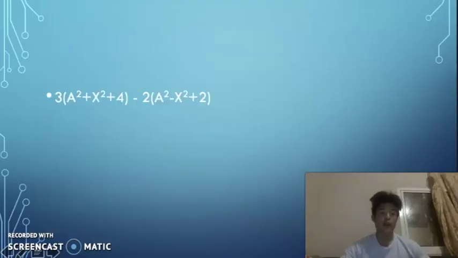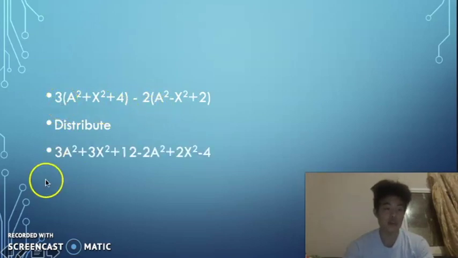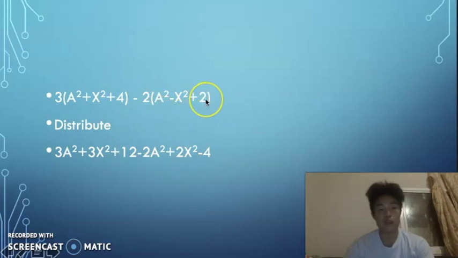Alright, so for this problem, what we want to do is first distribute the 3 and the -2. So we want to first distribute the 3 to the a squared, which will give us 3a squared, 3 multiplied by x squared, which would give us 3x squared, and 3 multiplied by 4, which gives us 12. For this section, we want to make sure we are distributing -2, not just 2. So we want to do -2 multiplied by a squared, which gives us -2a squared, -2 multiplied by -x squared, which will give us +2x squared, and -2 multiplied by 2, which would give us -4.